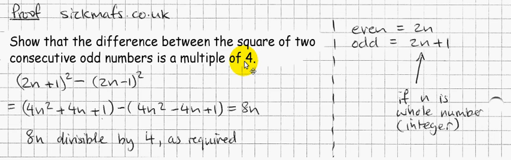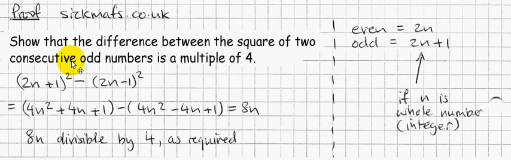Let's break that down. What does consecutive mean? Consecutive means one after the other. So say 4, 5, 6, those are numbers that go one after the other. 4, then 5, 5 is after 4, and 6 is after 5, so 4, 5, 6 is an example of numbers that are consecutive to each other. Or 9, 10, 11 are consecutive numbers.